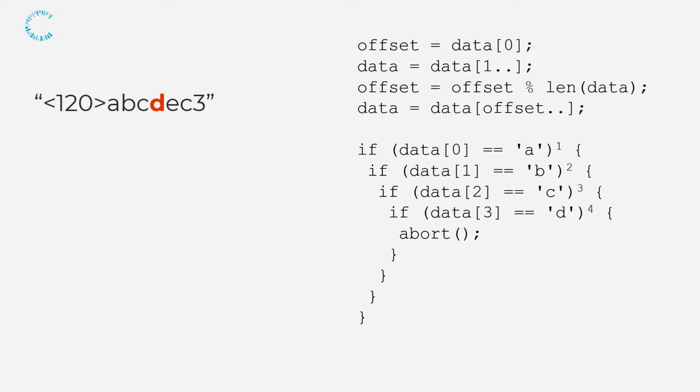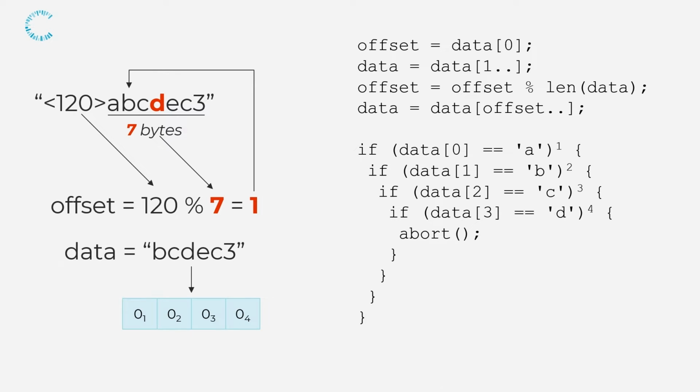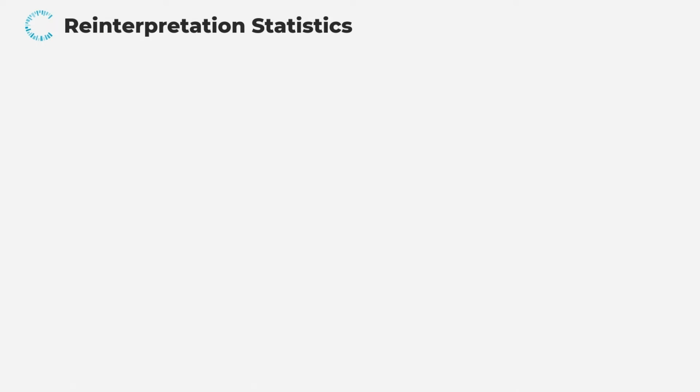So now I've added that character in. I now have 7 bytes instead of 6 bytes. So now my offset computation changes because I have 120 modulo 7, and I end up with an offset of 1. That takes me to the beginning at B instead of A, which means that now my input looks like this, and now I pass none of the conditions. And this is really bad, right?